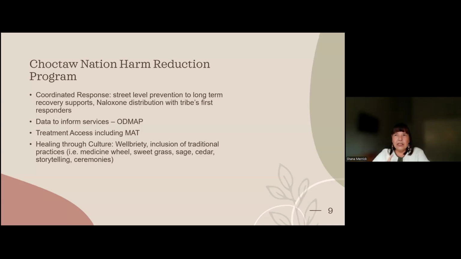For them, the very first thing they did is they started with their coordinated response, which was working with first responders, law enforcement, public safety officials, and how we can do naloxone distribution. And when they first started doing this, they talk about how it was kind of like one person who was designated the program director, and she was literally just loading up her car full of naloxone and driving to all the spaces within the reservation to hand out naloxone.